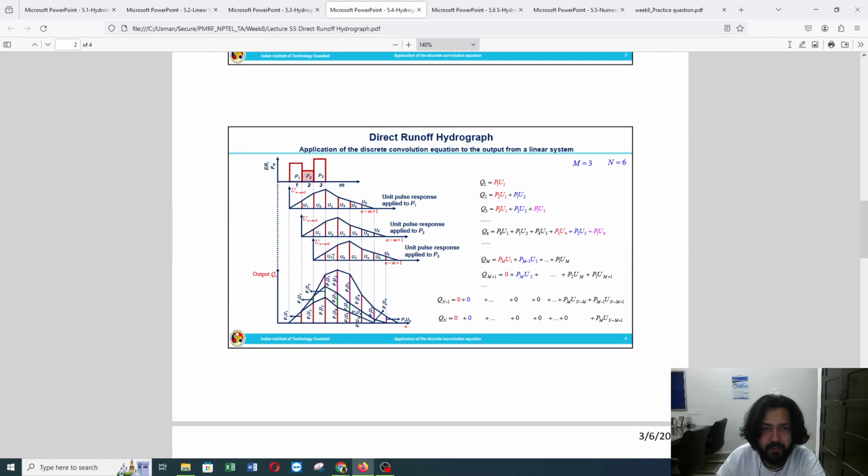If you look at the figure here, this is the input. The input is nothing but a pulse. There are three inputs, P1, P2 and P3. We are going to calculate the pulse response for each input, that is, the response applied to P1, then to P2, and then to P3, and then take the summation to get the final output.